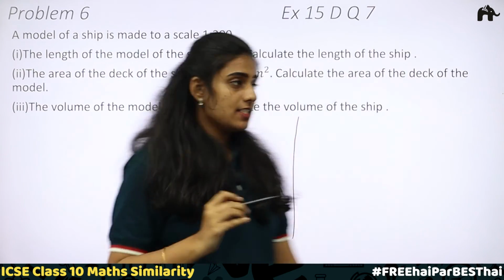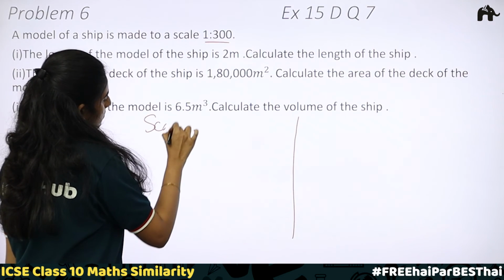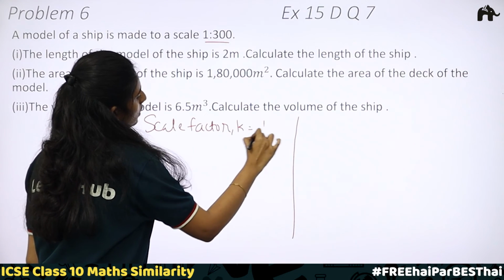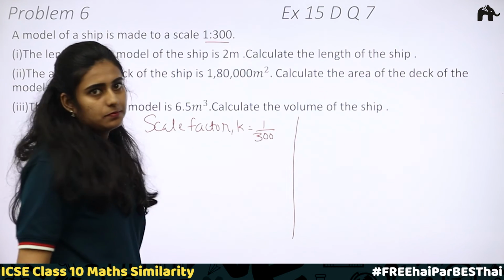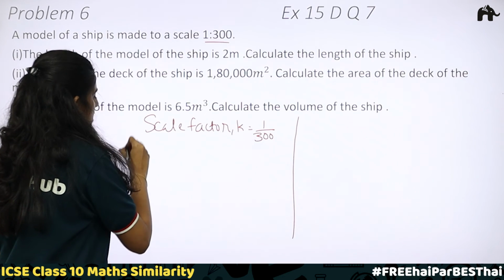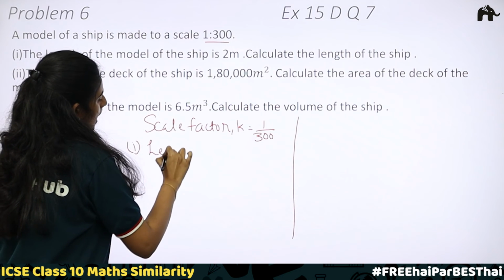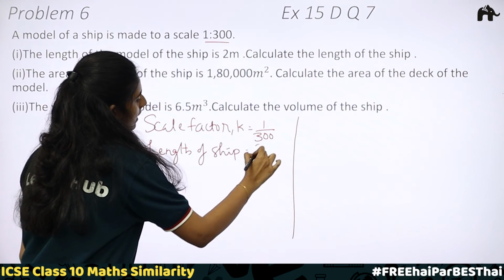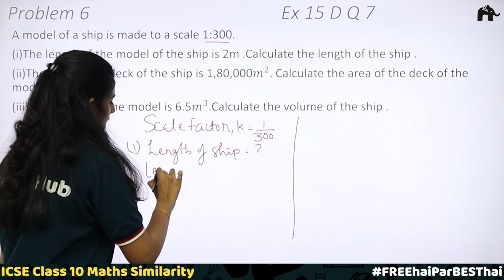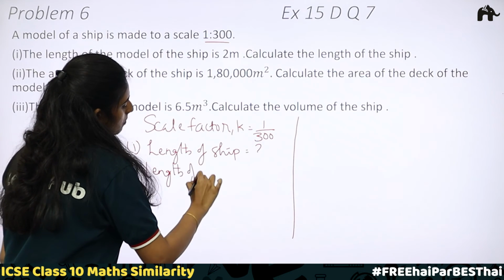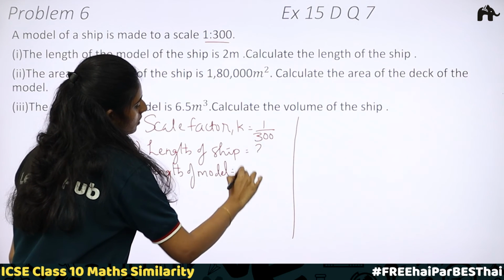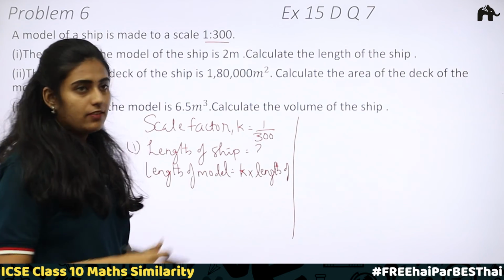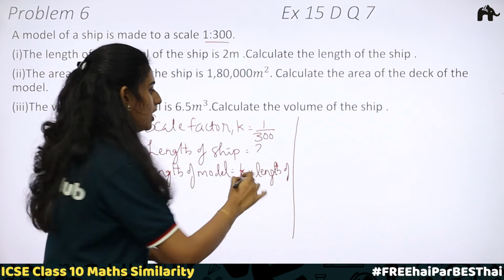We have the scale factor K. Scale factor K is equal to 1 by 300. In the first question, we need to find the length of ship. We have the length of model. Length of model is equal to K into length of ship, or the actual length. Here we have a ship. The object is ship. Therefore, the length of ship.